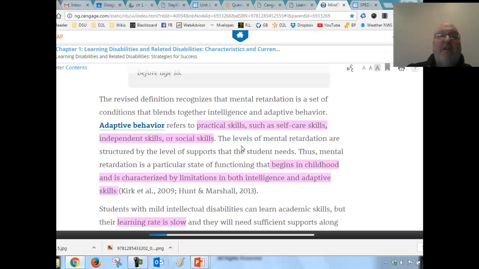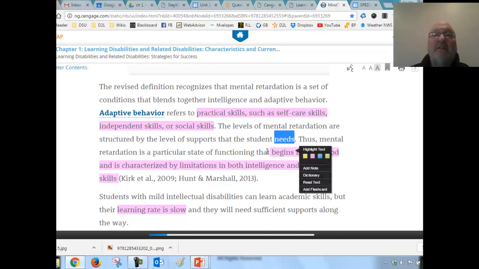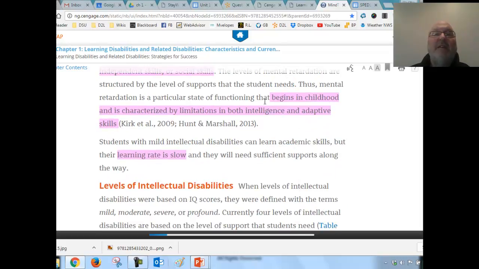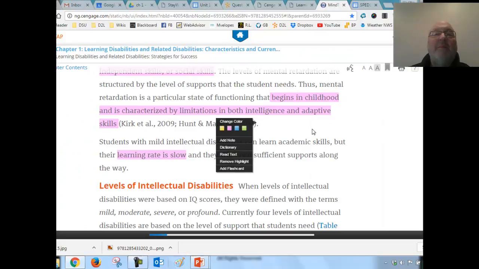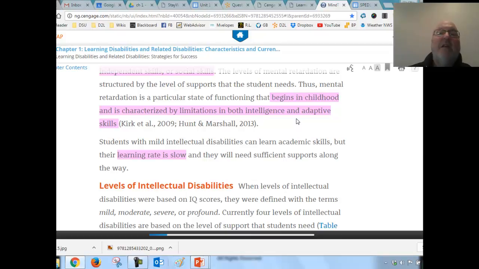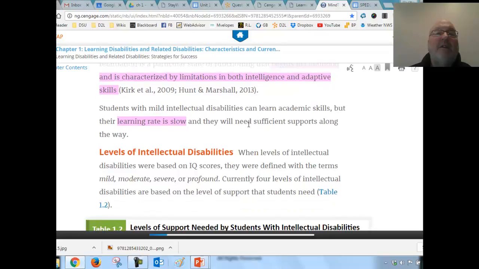So adaptive behavior in the world of intellectual disabilities is how can you take care of yourself? What levels of this is based on what the student needs to be successful in that area. And again, here's another thing for intellectual disabilities. It has to begin in childhood, or it's not. If it doesn't start in childhood, it's not intellectual disabilities. It's brain injury or something like that. So this has to be present at the onset of birth here to be considered intellectually disabled or mental retardation.